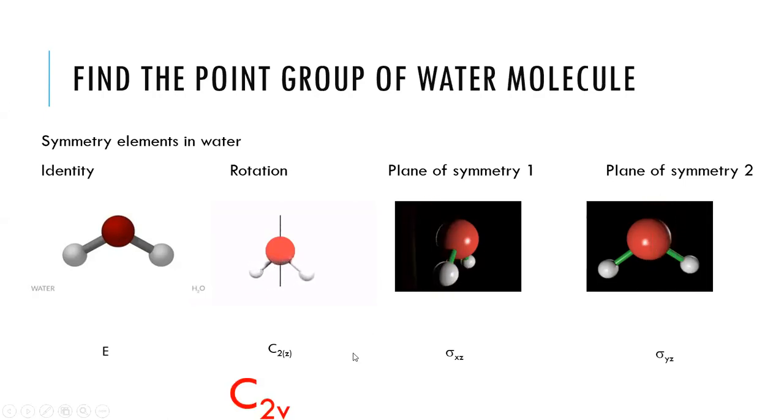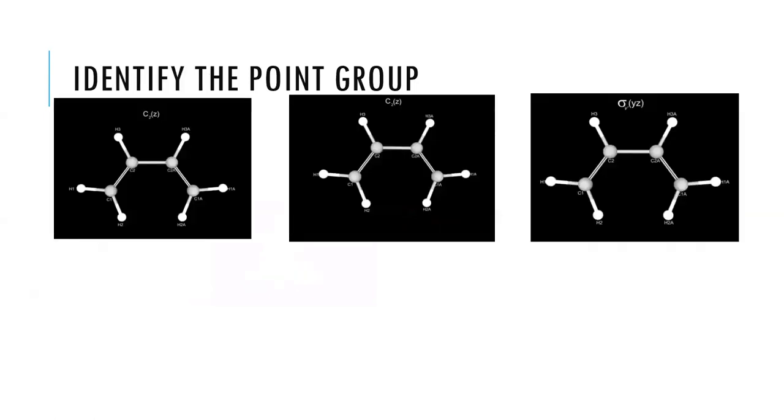So this is the way we have to go through the whole process of designating the molecules with their point group names. And next we will find out the point group of this molecule. This is a butadiene molecule, and we'll see what the elements present are, and finally we'll give the point group name. So the first element that is present, we will have to see, is a C2 axis.